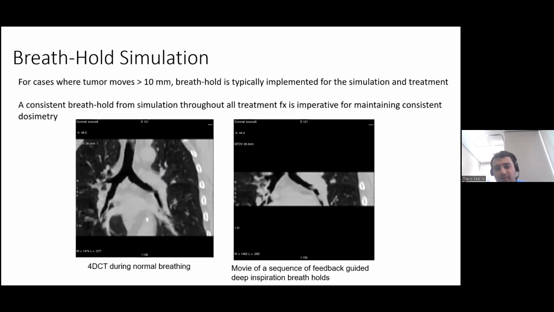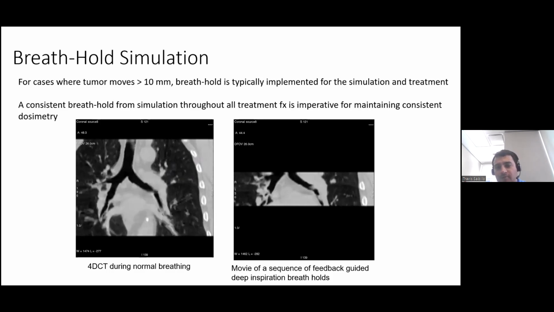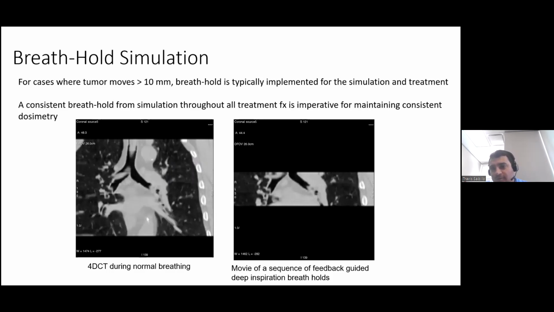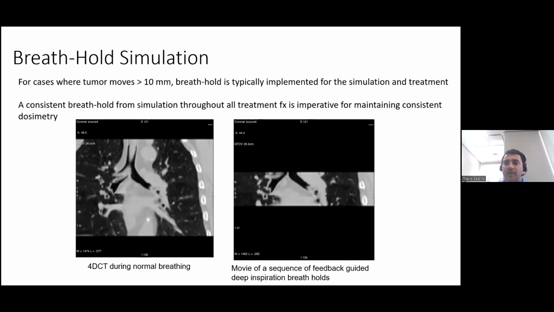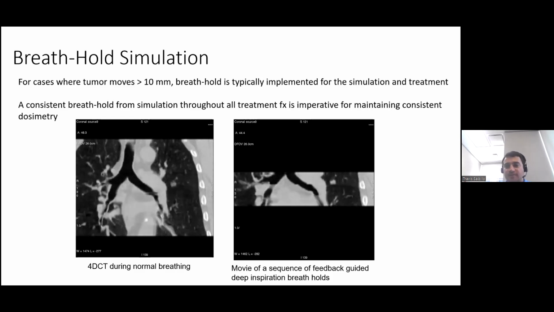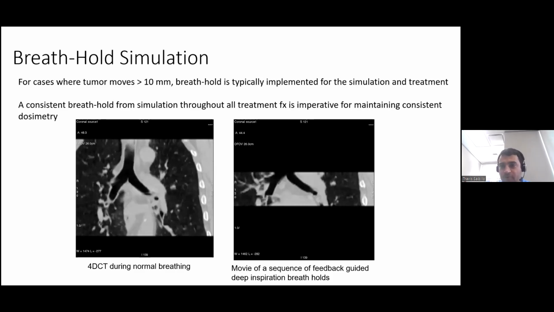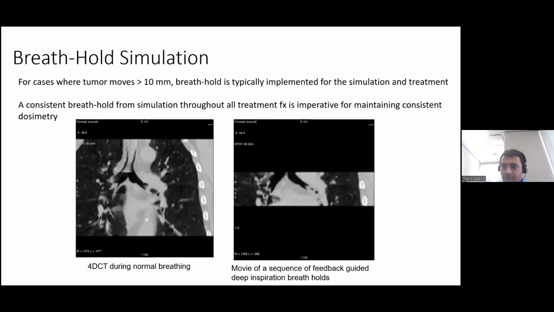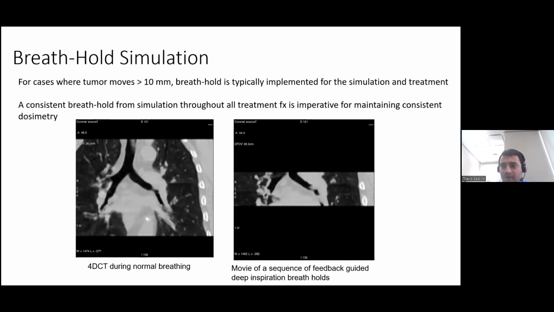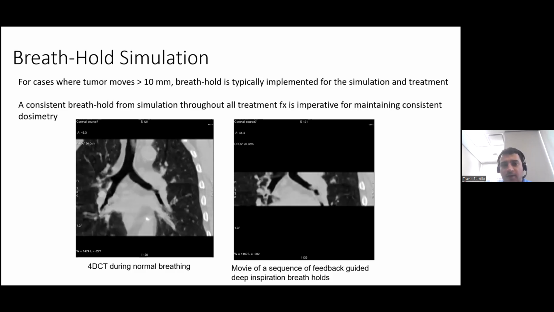And you can see the difference here between a free breathing scan on the left for a large amount of motion, and then on the right when we ask them to take a breath hold. So the most important thing that you can do with these breath holds is be consistent. So during simulation, we'll take 4 or 5 different breath hold CTs, and we'll ensure that from breath hold to breath hold, the patient's consistent, that the anatomy doesn't change significantly from one to the next.